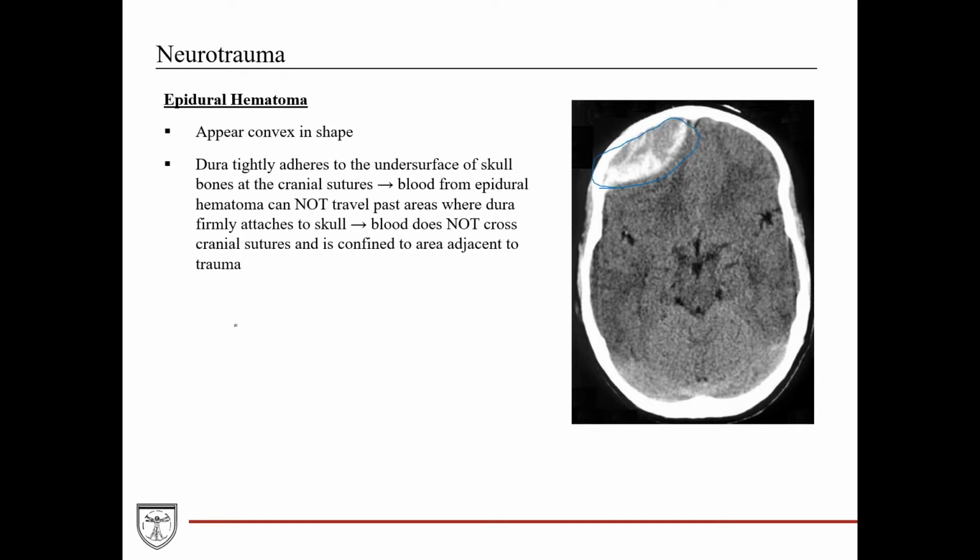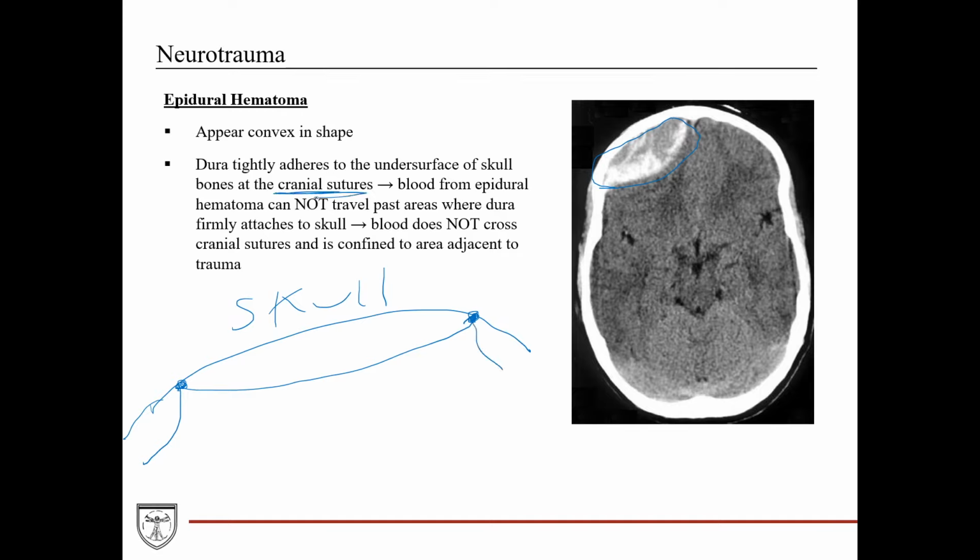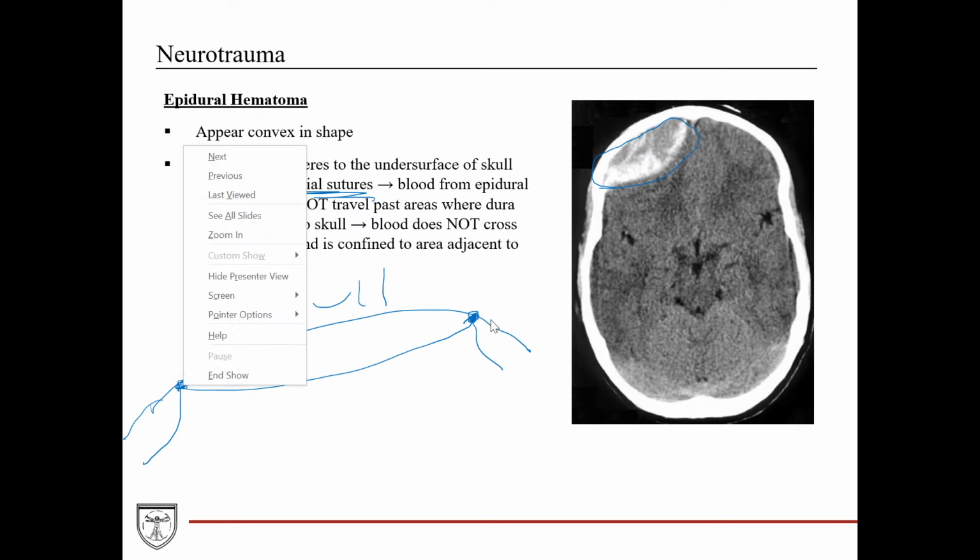And what's important is the reason it forms this shape. If we draw the skull like this, the dura tightly adheres. Now, in reality, the dura is much more up against the skull, but this is just for demonstration purposes. So the dura adheres to the undersurface of the skull bone at cranial sutures. Remember, those are the points where during development the skull bones would fuse together, and so those cranial sutures are where the dura is anchored.